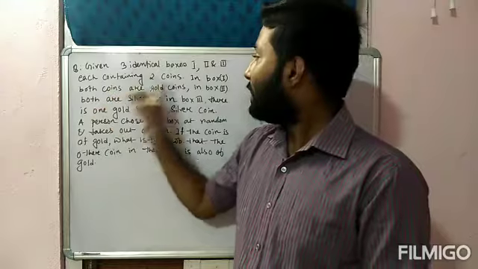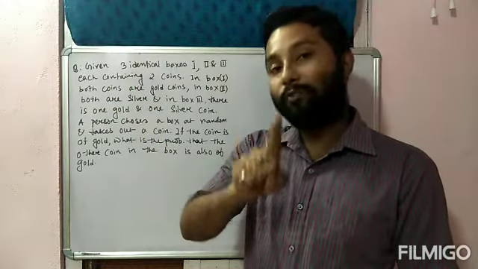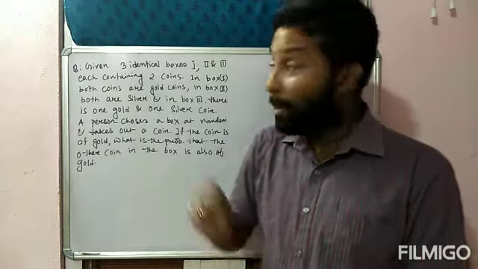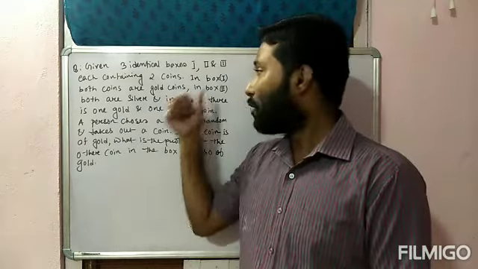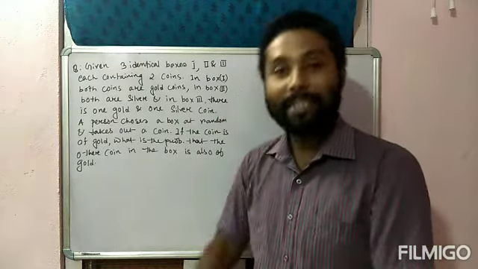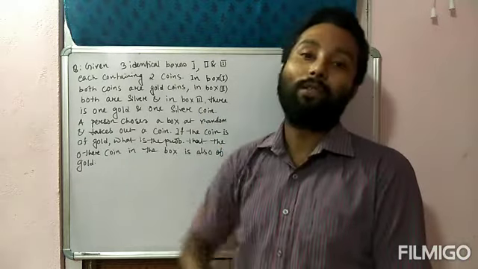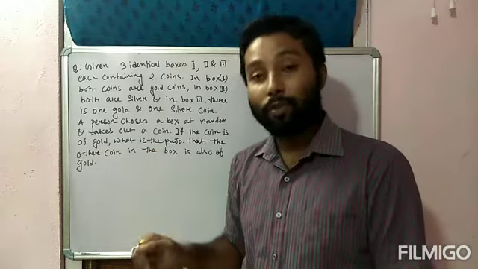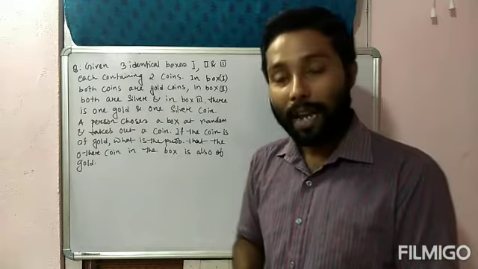Box 1. In box 1 both coins are gold coins, so that means you have to select the coins from the first box, because in the first box only two gold coins are there, right? You can't select from the second box because the second box has no gold coins. Or you can't select from the third box also, because in the third box there is one silver and one gold coin. But in this question you are asked to find the other coin in the box is also gold. So that means both gold coins are there in which box? In box 1. Okay, so first of all you have to write the events.